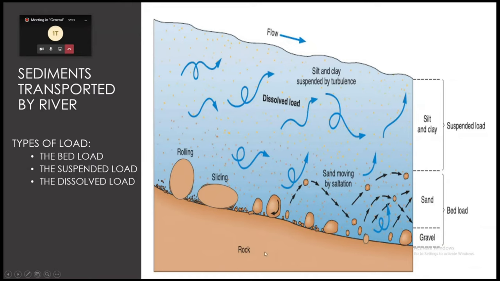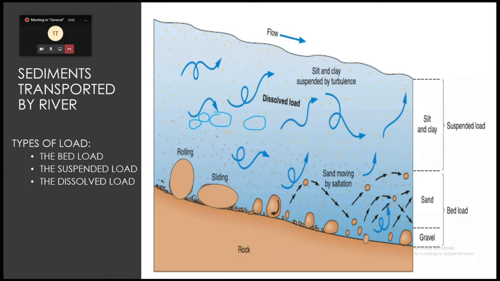Here is the rock surface and this is the water level. We are seeing a cross-sectional view of the river. So these three processes together are called the bed load. It is done by rolling, sliding and saltation. Then the rivers will transport some material in suspension. These smaller materials that you are seeing here are the suspended materials, which remain in suspension.